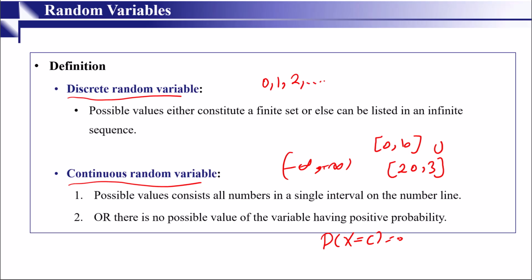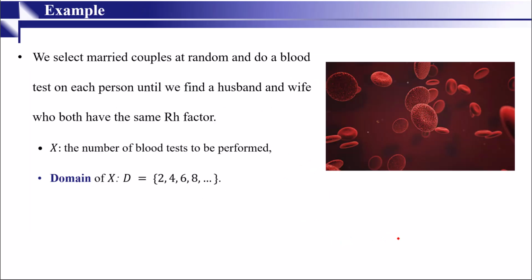Today, we are focusing on discrete random variables, which are easier to handle in algorithms and simulations. Let's look at an example. We test married couples' blood until we find a pair with the same RH factor. RH, or in full form rhesus, is a kind of inherited protein found on the surface of red blood cells. So if your blood has the protein, your RH is positive.